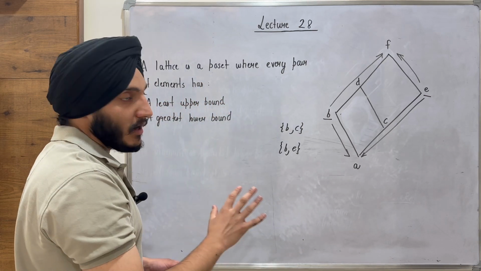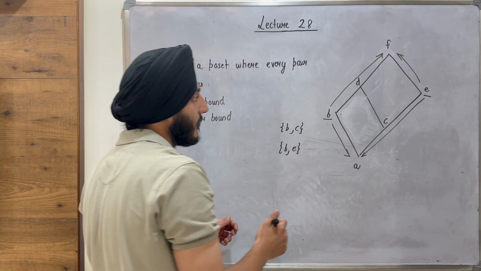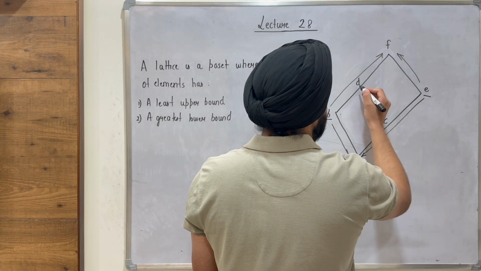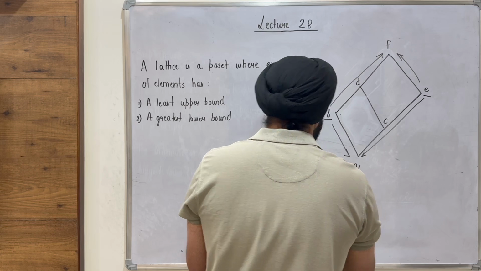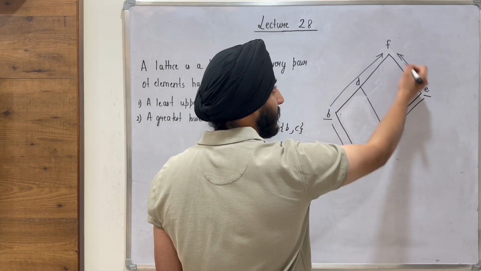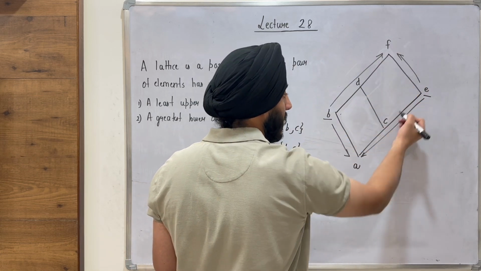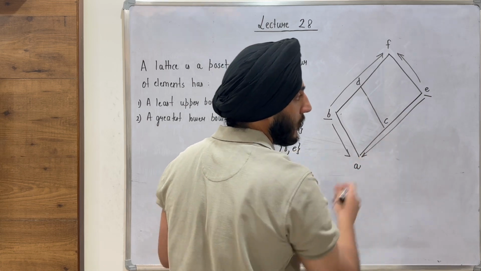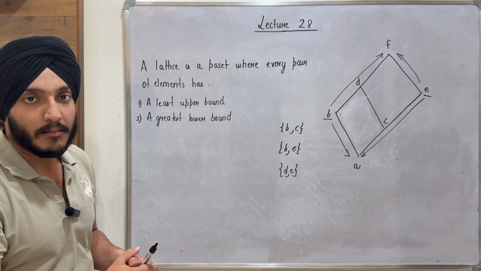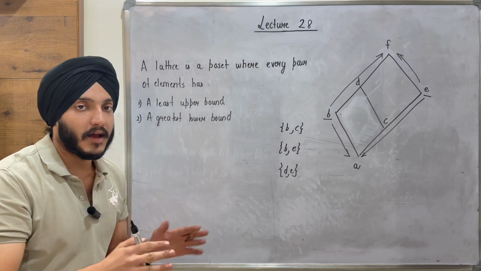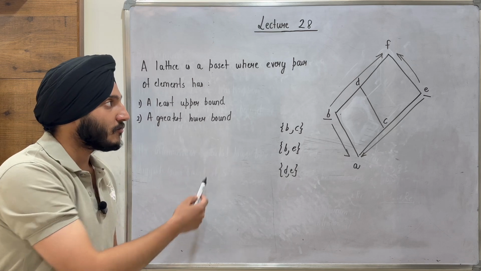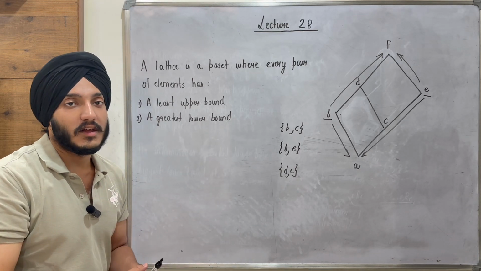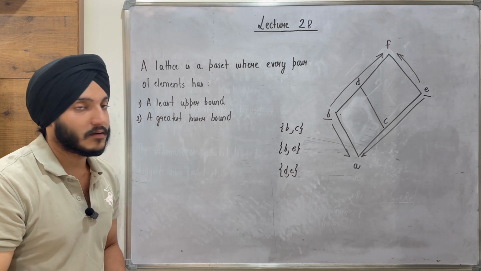Okay, let's take a look at another final example. Let's say I'm considering DE. Similarly, for DE, F is the least upper bound and C is the greatest lower bound. So if you consider all the possible pairs, for all of them you will find a least upper bound and a greatest lower bound, and hence you can say that this is a lattice.